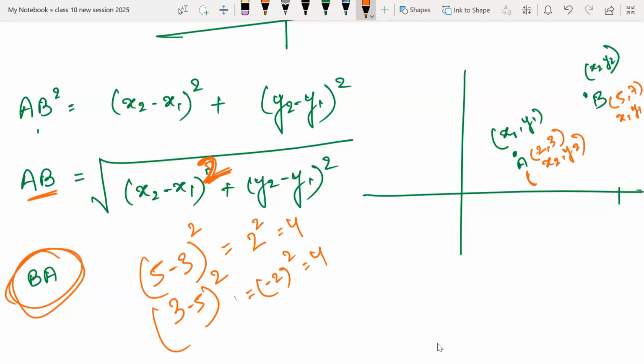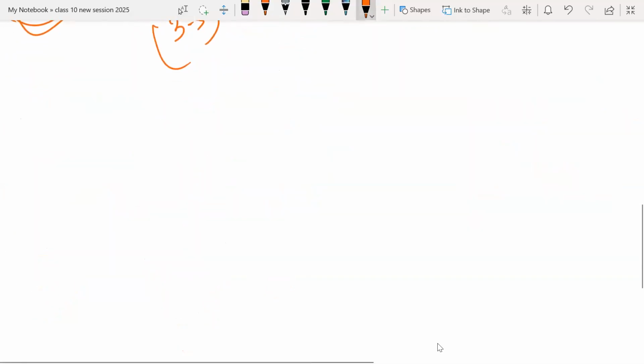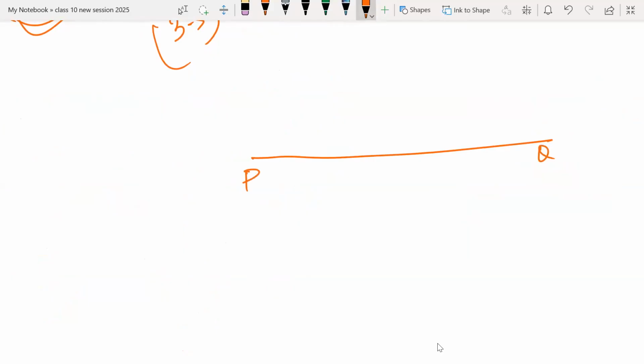Okay, so that's what I'm trying to tell you, how to pick x1, y1, x2, y2 when the points are given and you have to find the distance. Suppose I draw a line segment PQ. Let's say P is 1 comma 2 and Q is 5 comma 3. Find the distance between P and Q.